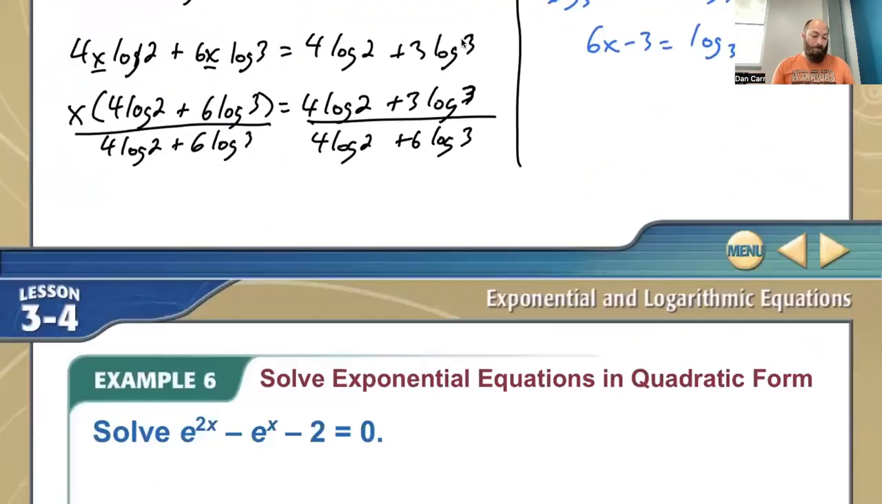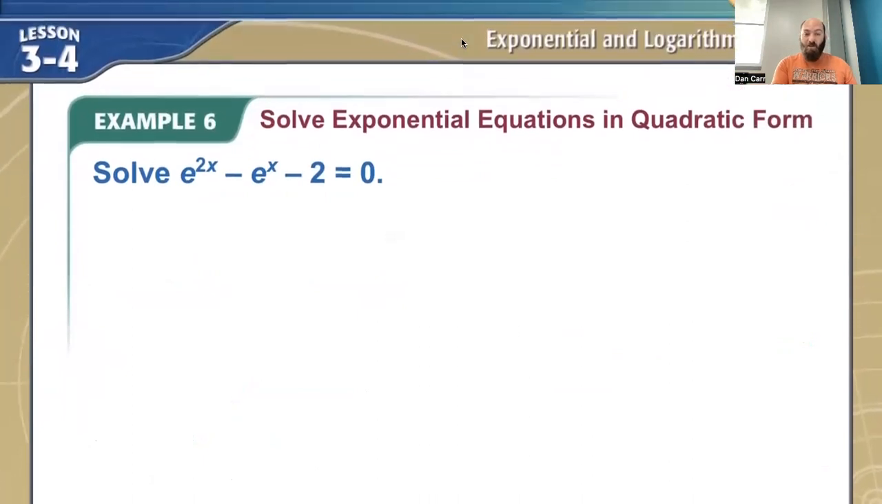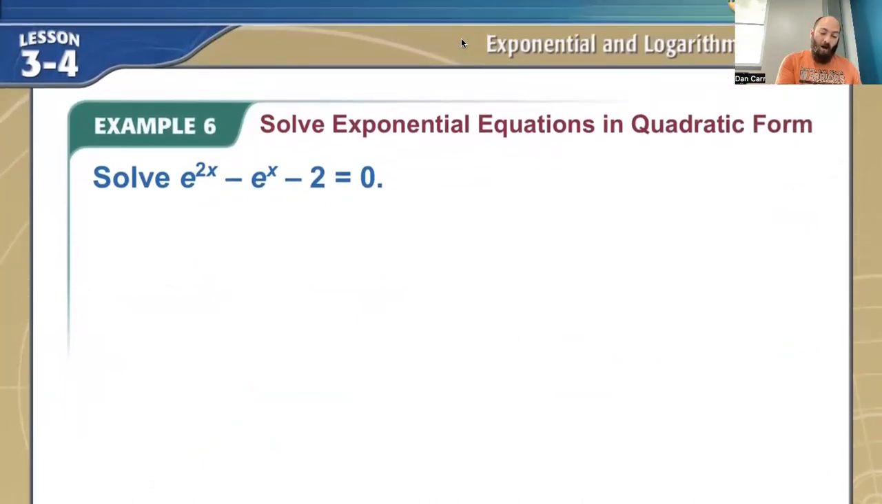All right, so let's try this one. We're going to solve exponential equations that are in a quadratic form. What do I mean by that? If you look at this setup, this degree is double that one. I don't want to say degree. This exponent is double that one, like 2x is 2 times more than x.